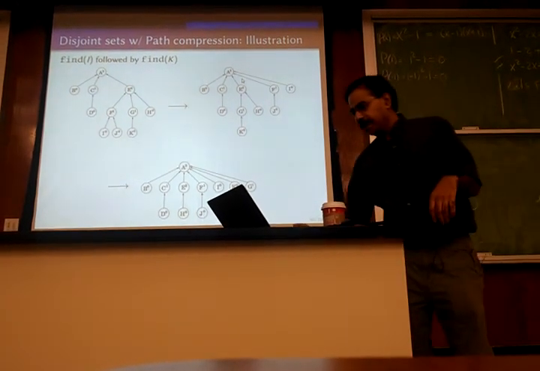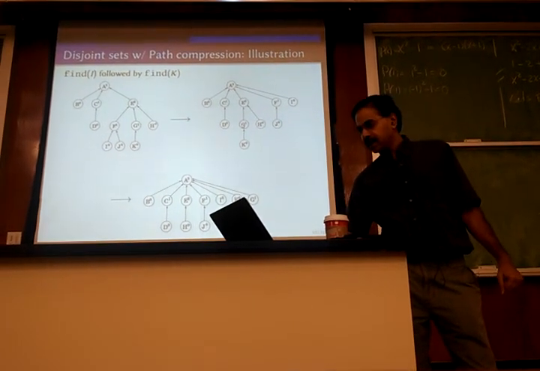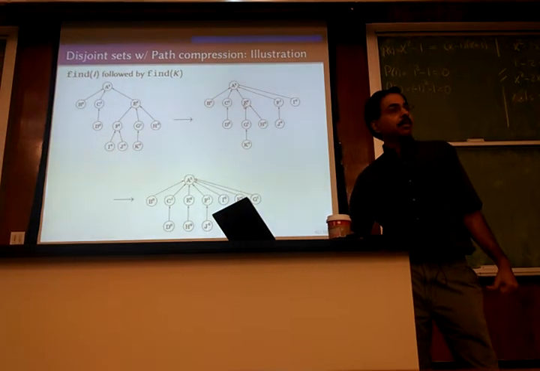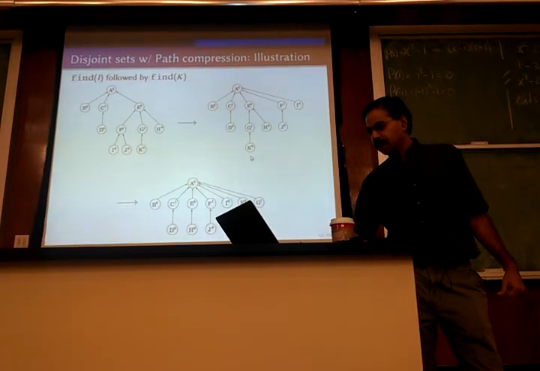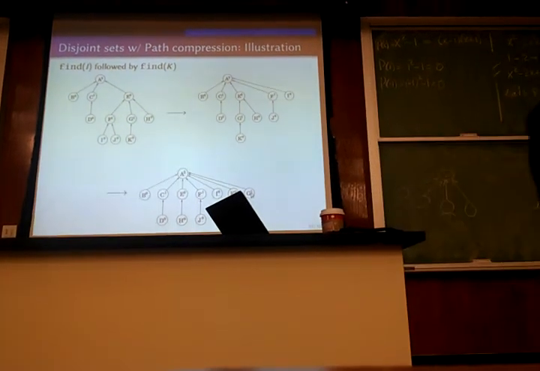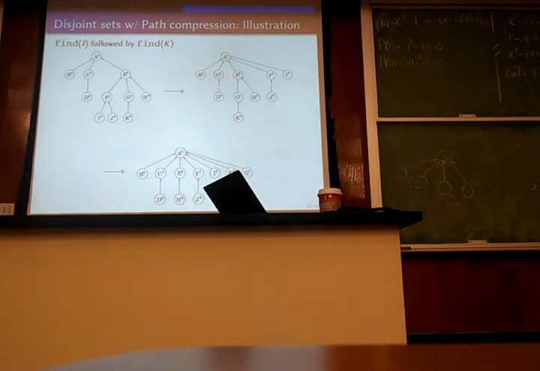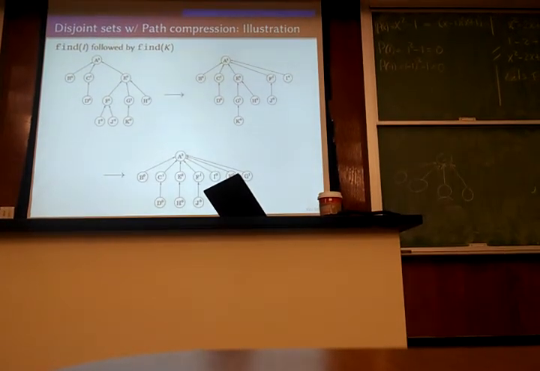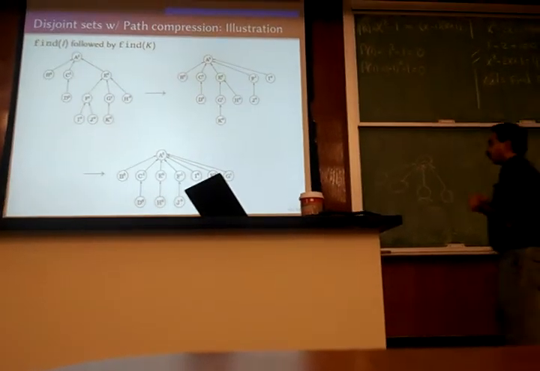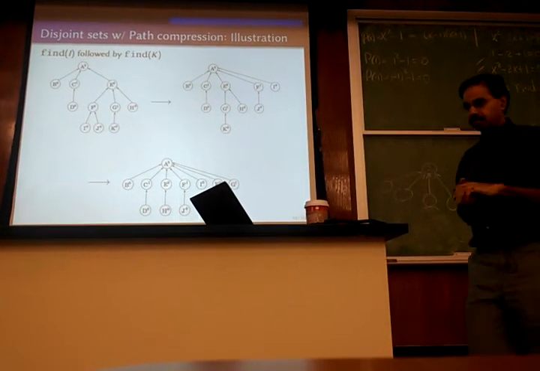Now if you do find K, you're going to promote K and G, because once again, E is already there and it can't be promoted, so we do K and G, and you end up with this. You can see that as you do path compression, you end up with something that becomes quite flat, and this happens pretty quickly.